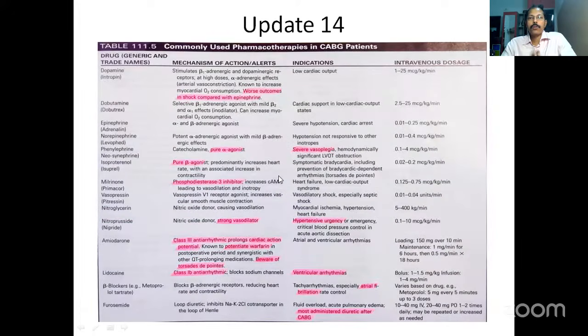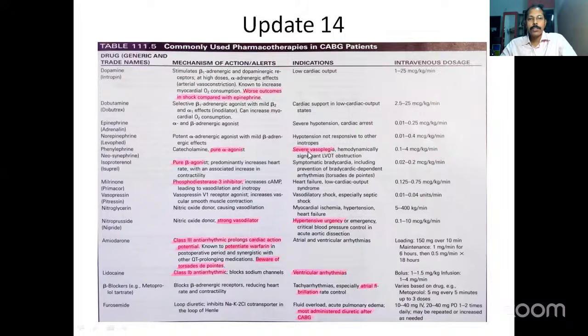And regarding the inotropes, in the previous edition there was no major update about the inotropes, but this new edition has clearly given what are all the drugs that will be very helpful in CABG. And from an MCQ point of view, I have highlighted a few points. Even though dopamine is a very good drug, it may aggravate the shock. Suppose a patient comes with coronary artery disease and the patient is in shock, we should try to avoid dopamine. Okay, we can prefer epinephrine.